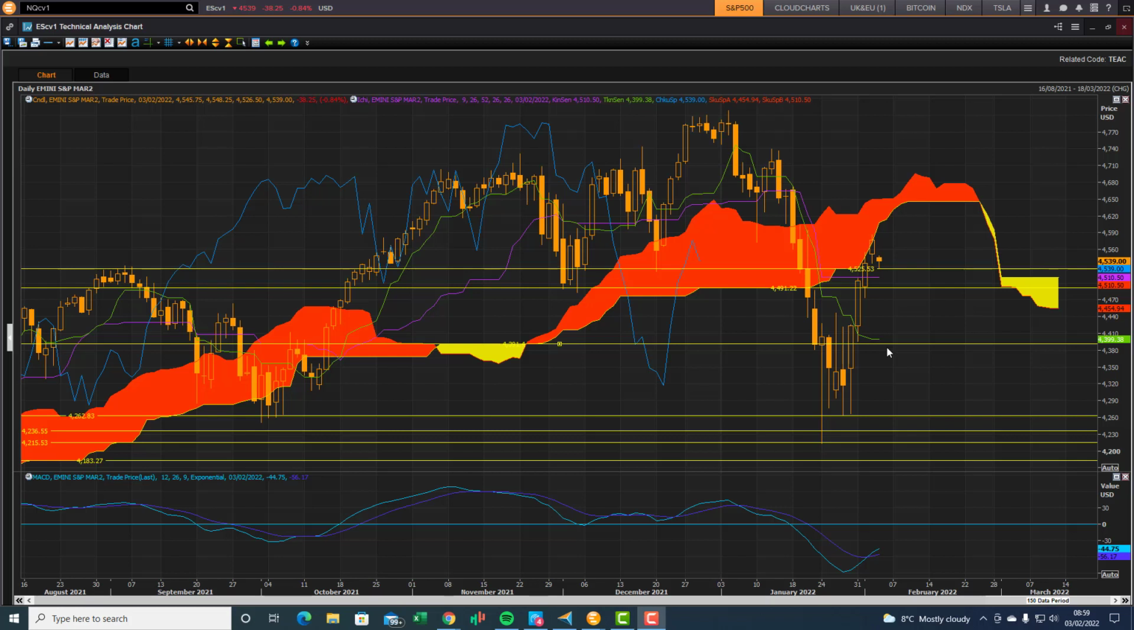Good morning, traders. Richard here doing a quick Ichimoku cloud chart market review of the SP 500. We'll look at the SP futures contract here.